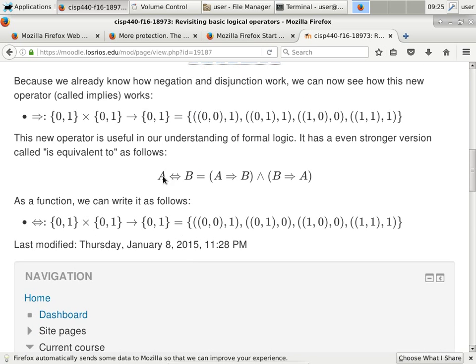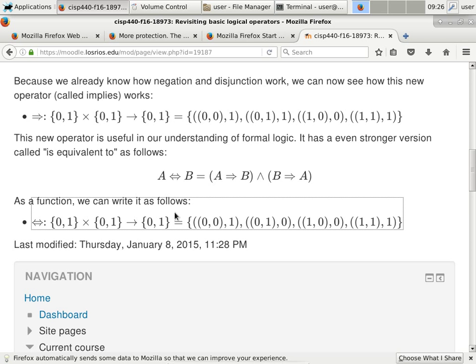And then we have A is equivalent to B. A if and only if B is also known as A is equivalent to B, which is basically you can redefine this using two implications. What it really is saying is A implies B and B implies A. But when you look at the truth table or the actual function definition, false is equivalent to false is true. True is equivalent to true is true. But for everything else, they're false. And that's why it is also known as if and only if.